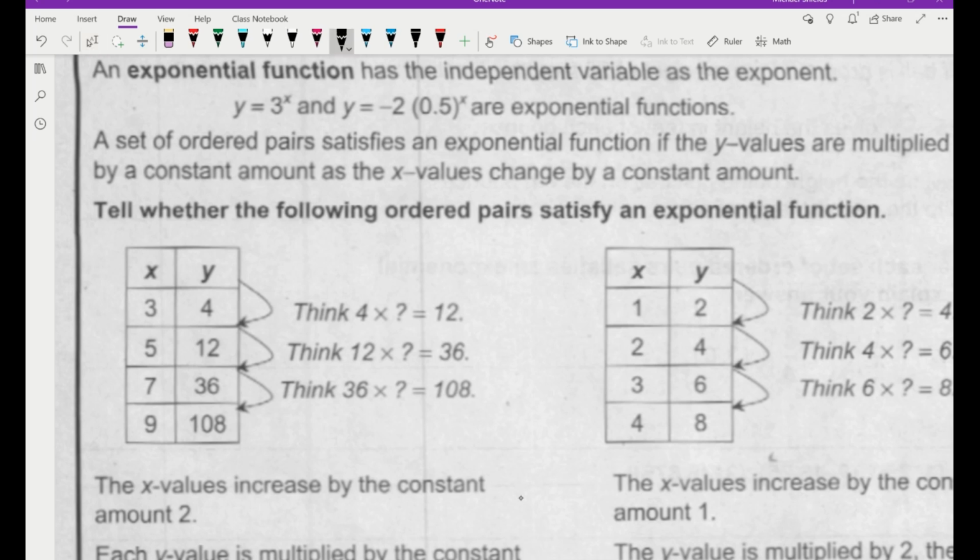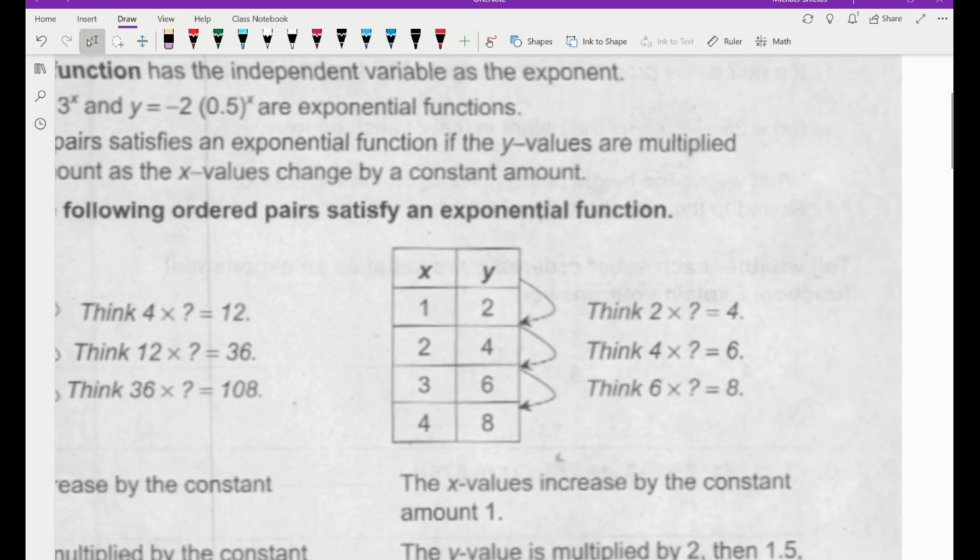For example, in this first example of 3, 4, 5, 12, 7, 36, and 9, 108, each time we are multiplying by the number 3. 12 to 36, we multiply by 3, and times here by 3. It's the same number. And because we're multiplying by the same number, and it could be a fraction, it could have been 1/3 or 1/2, but because it's the same number we're multiplying by, it is an exponential function. If we were to graph this, this is actually a growth function.